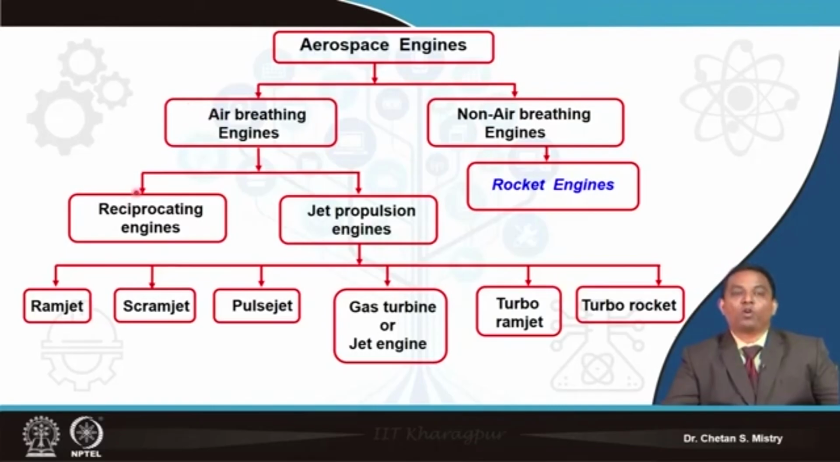You may have a background of the reciprocating engine, which we use in our two-wheelers and four-wheelers. Earlier aircraft flew with reciprocating engines. With the constraints of size and weight, people later moved to gas turbine engines, which are classified as jet propulsion engines. Further classification includes ramjet engine, scramjet engine, pulse jet engine, gas turbine engine, turbo ramjet engine and turbo rocket engine. We are focusing mainly on the gas turbine engine.